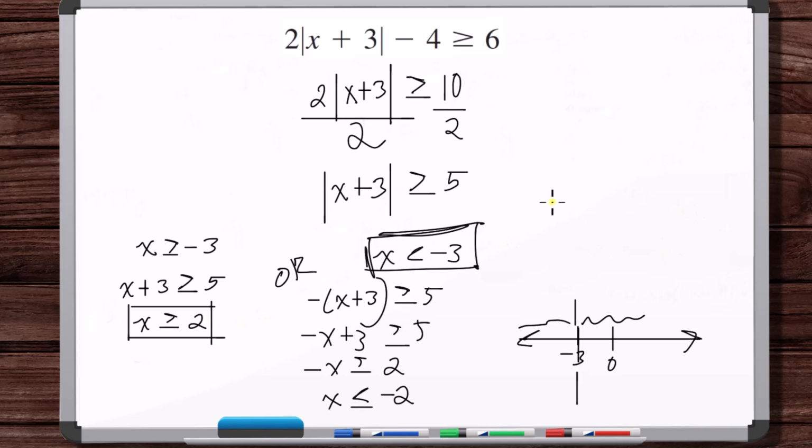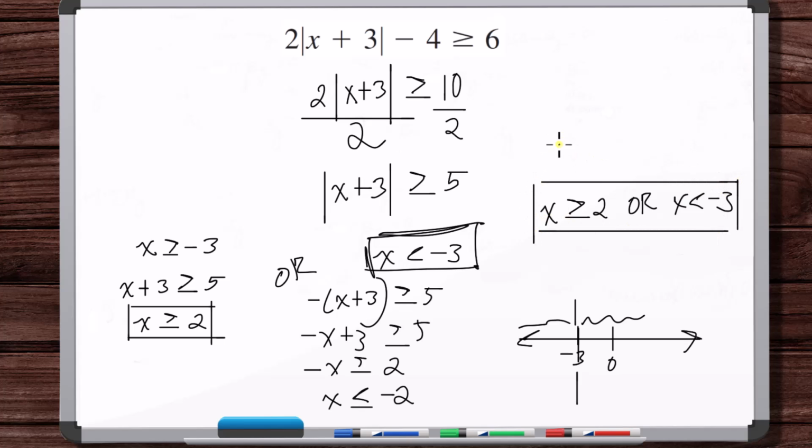Well, that's it. We just leave it like it is. We can't simplify this anymore. That's the final answer. In interval notation, this is going to be minus infinity to -3 in union with 2 to infinity.